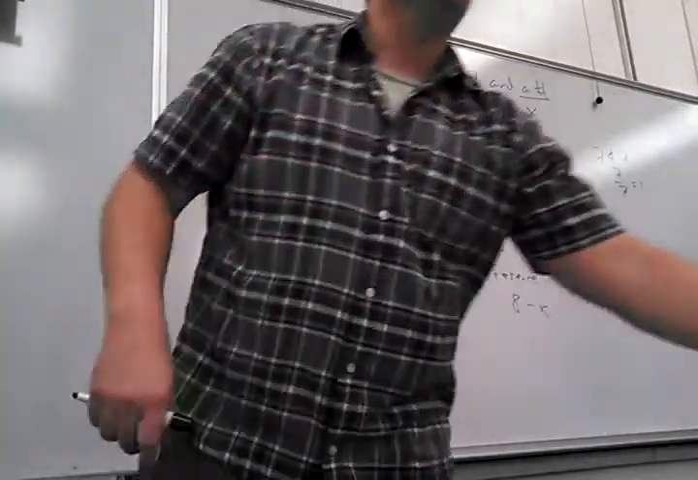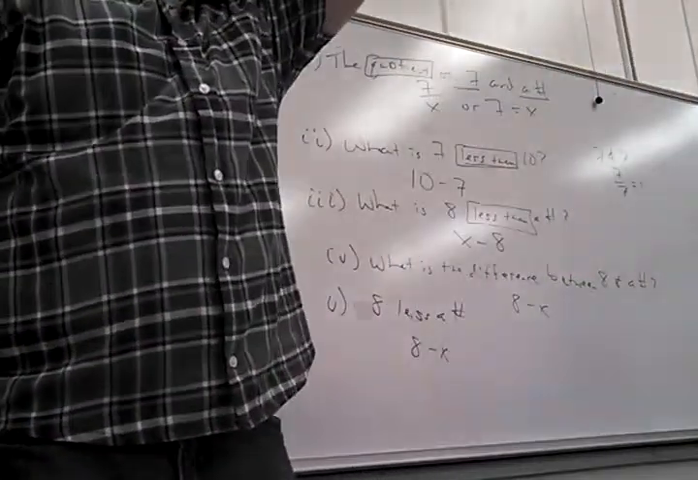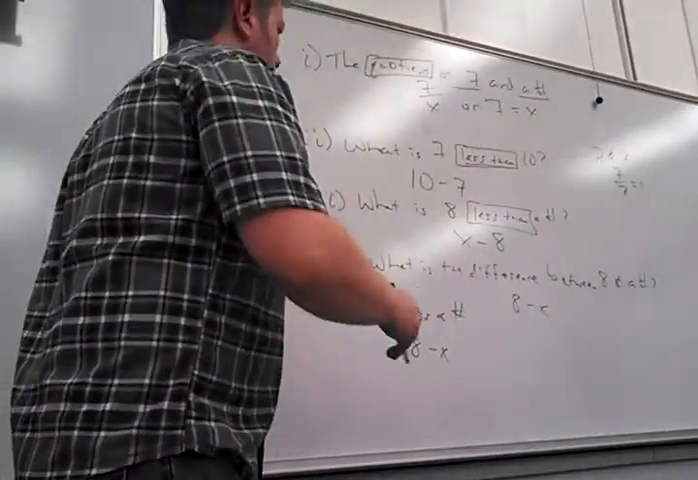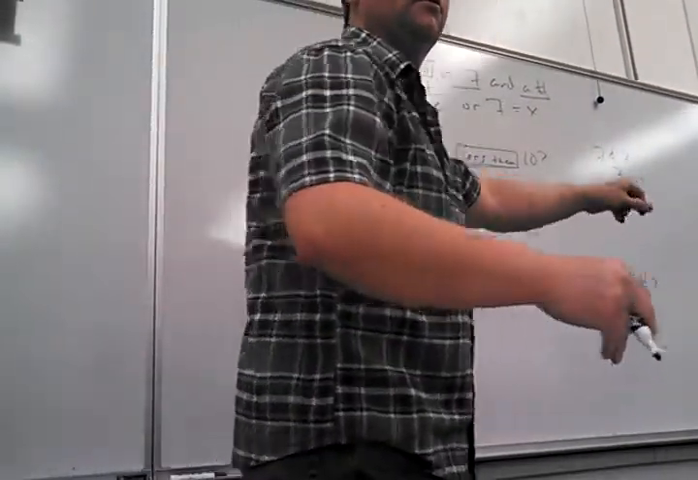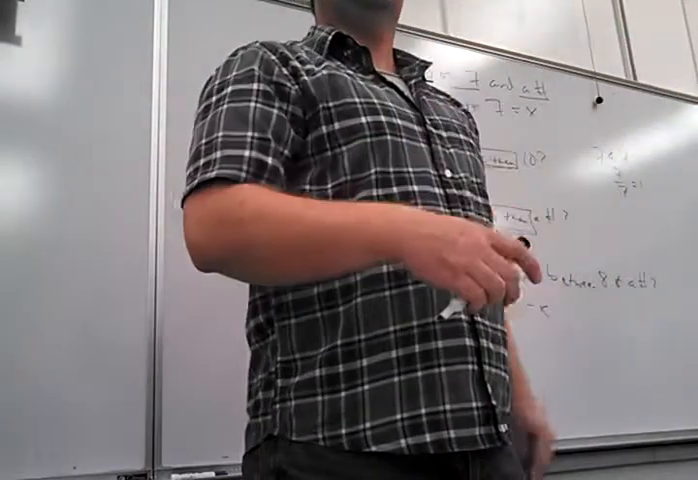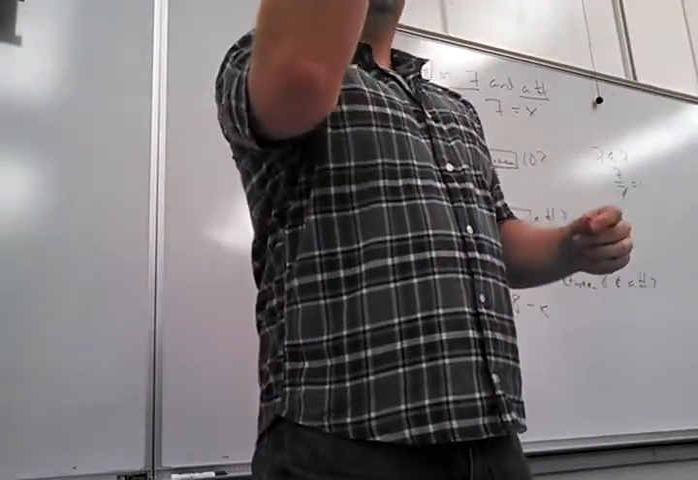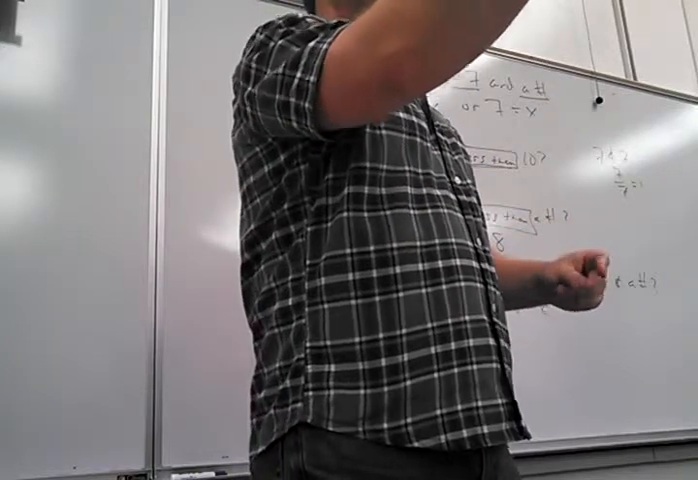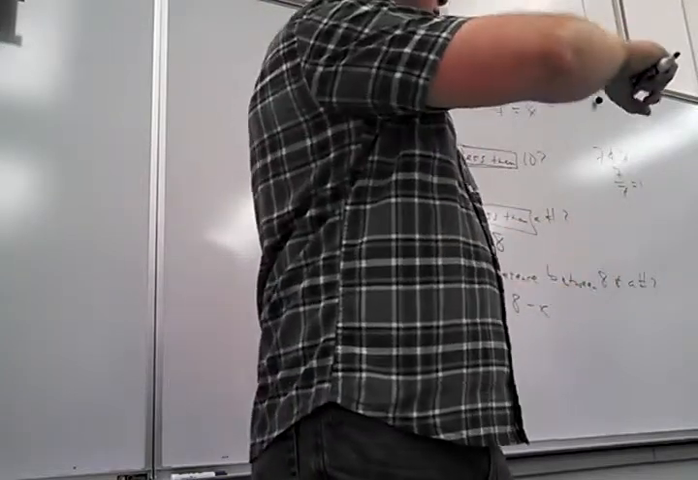So what if you say, what is the product of 8 and a number? Let's say if it was multiplication. Would it be 8x? Yeah. The product of 8 and a number is 8x. The sum of 8 and a number? Careful. What's the sum of 8 and a number? 8 plus x.